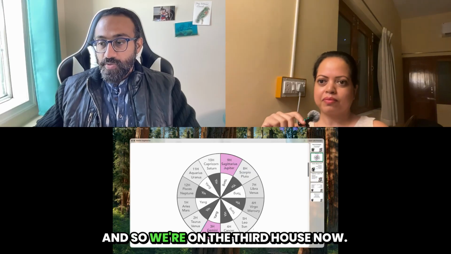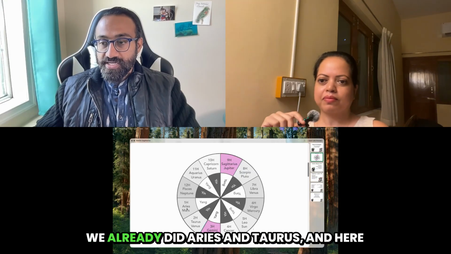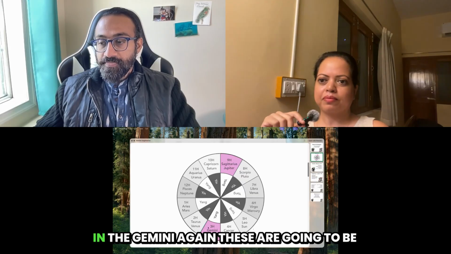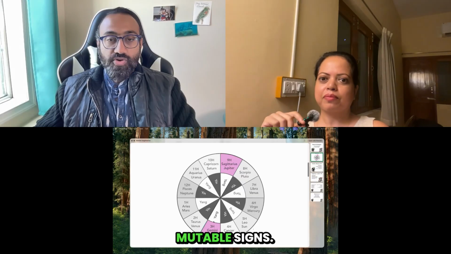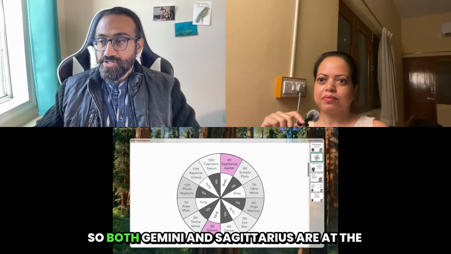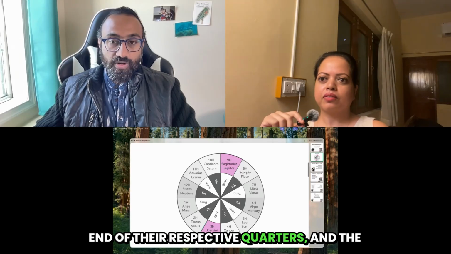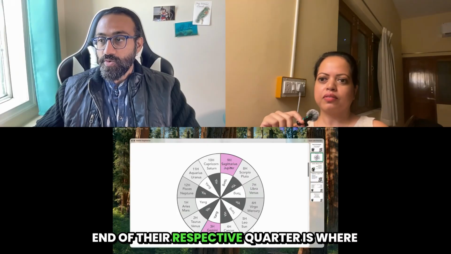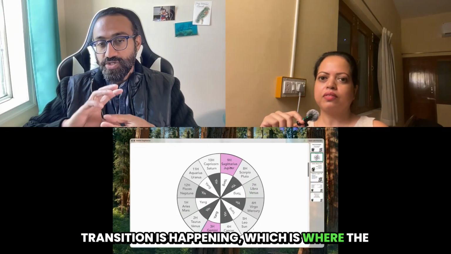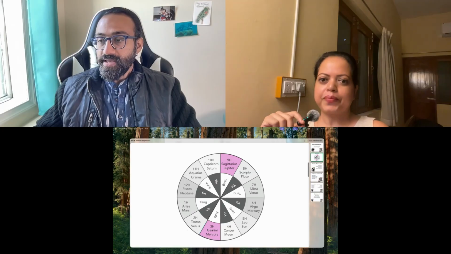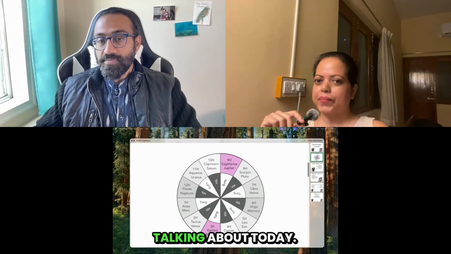And so, we're on the third house now. We already did Aries and Taurus, and here in Gemini, again, these are going to be mutable signs. So both Gemini and Sagittarius are at the end of their respective quarters. And the end of their respective quarter is where transition is happening, which is where the mutable sign comes in. And so this is the axis that we'll be talking about today.